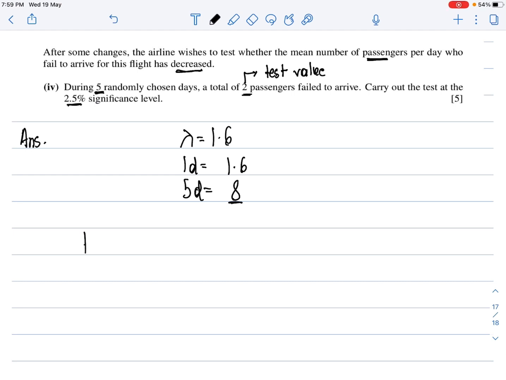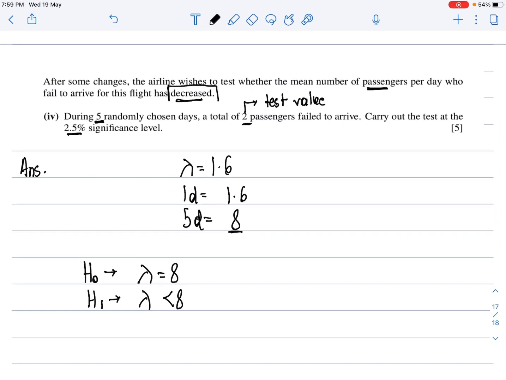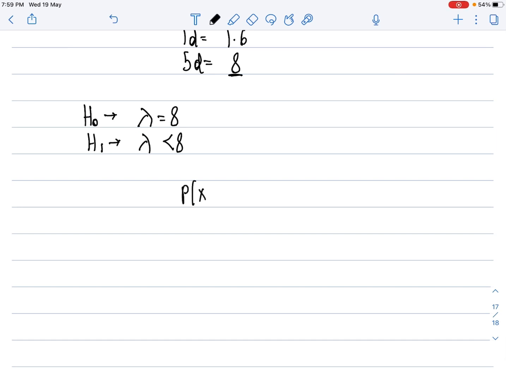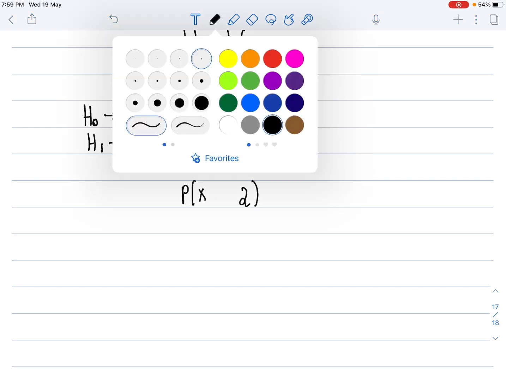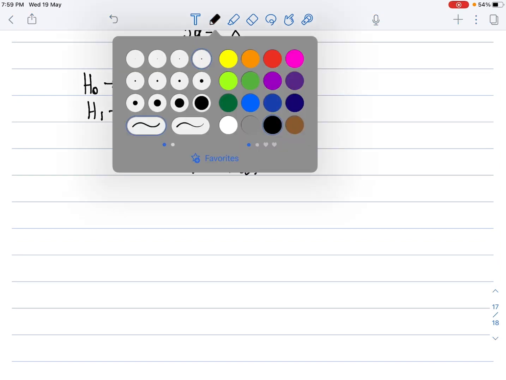So now my null hypothesis, which is my first claim, states that my lambda is equal to 8 as it is, and my alternative hypothesis states that the lambda has decreased, because that's what they have mentioned here. Okay, so now what I need to do is, I know this is p of x and I have my test value as 2. So the sign which will come here is, if this is less than, this becomes less than equal to. If this would have been more than, it would become more than equal to. That's the trick which we all know.